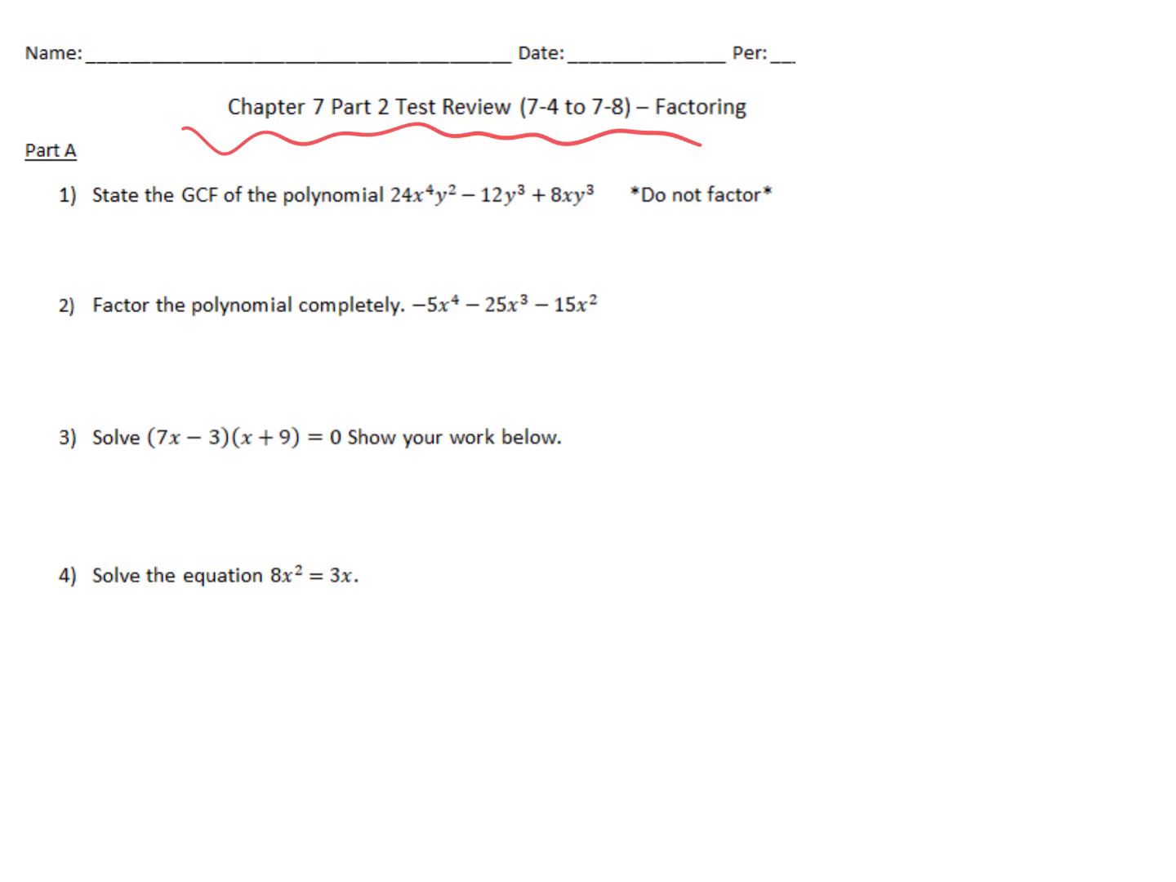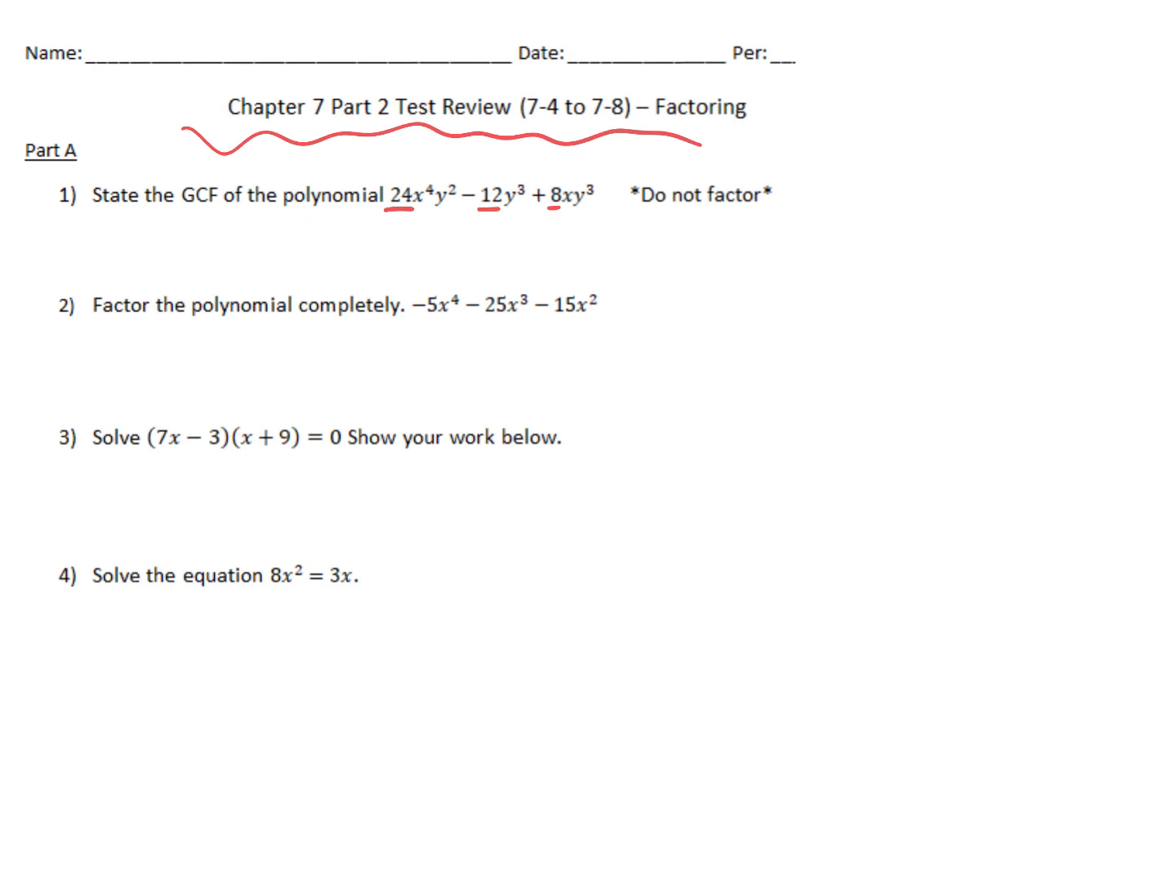Alrighty, here we go. First question asks for the GCF of this polynomial. So the first thing we look at is the coefficients, or the numbers in front of the variables. Now that's a 24, negative 12, and an 8. What number goes into 24, negative 12, and 8?